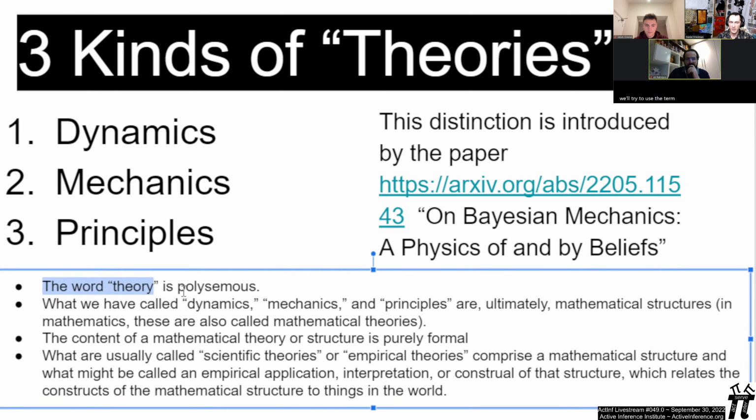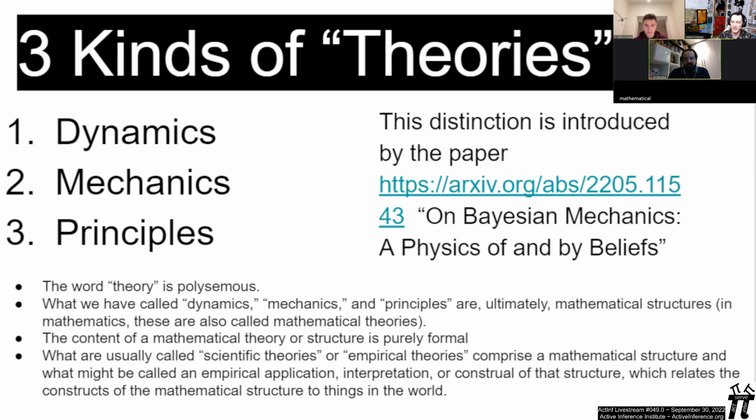So they wrote, the word theory is polysemous. It has many meanings. What we have called dynamics, mechanics, and principles are ultimately mathematical structures. In mathematics, these are called mathematical theories. The content of a mathematical theory or structure is purely formal. What are usually called scientific theories or empirical theories comprise a mathematical structure and what might be called an empirical application, interpretation, or construal of that system, which relates the constructs of the mathematical structure to things in the world. So, that is described and explored more in Guest Stream 23 and in this paper on Bayesian mechanics.